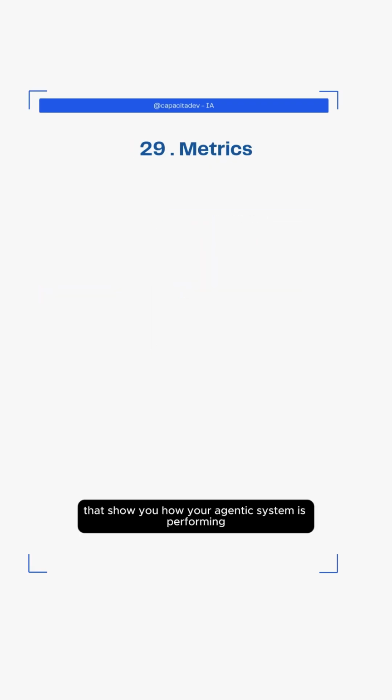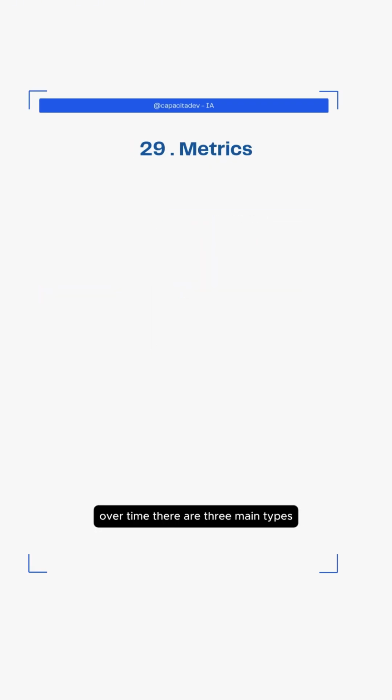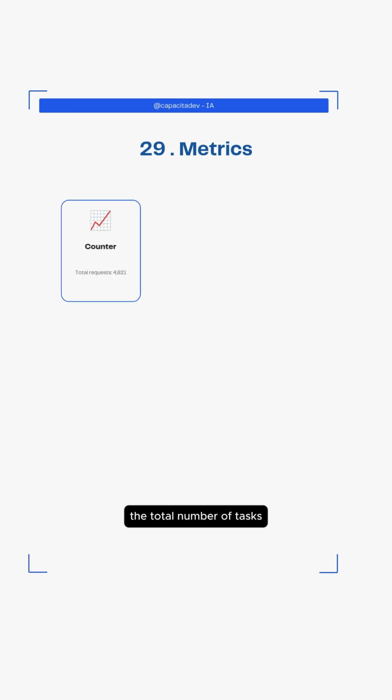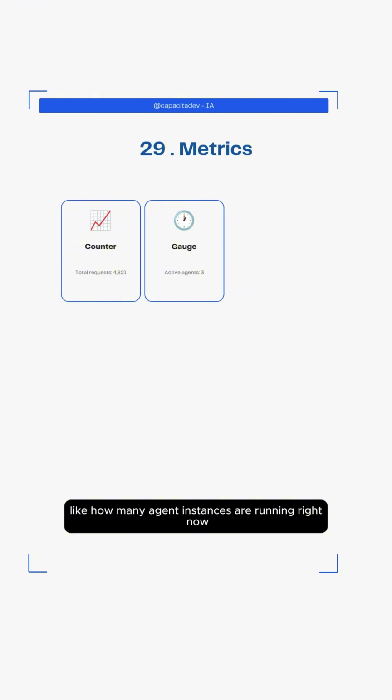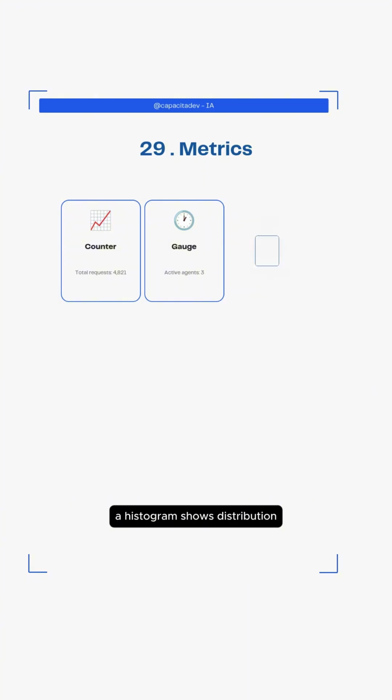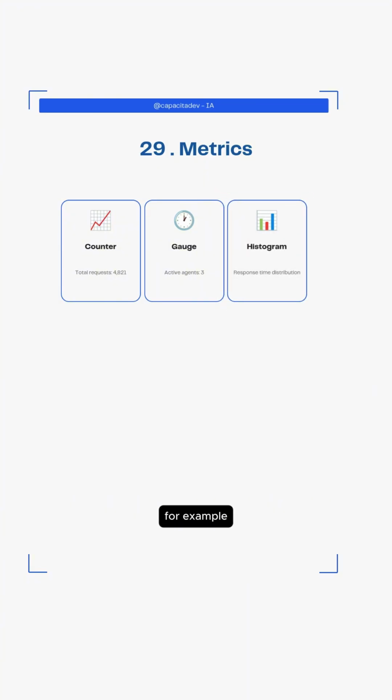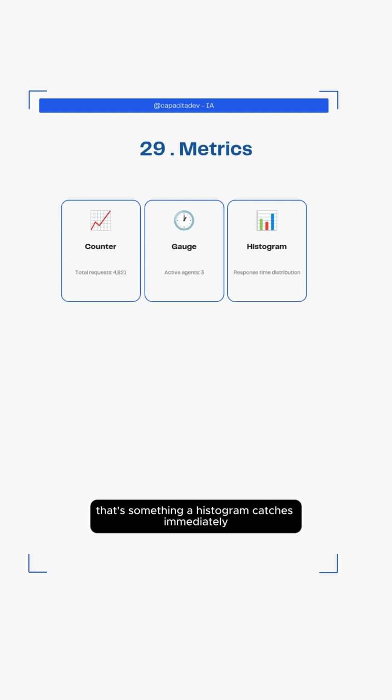Metrics are the numbers that show you how your agentic system is performing over time. There are 3 main types. A counter only goes up, like the total number of tasks your agent has completed since launch. A gauge goes up and down, like how many agent instances are running right now. A histogram shows distribution. For example, most of your requests finish under 2 seconds, but there are outliers spiking to 10 seconds. That's something a histogram catches immediately.